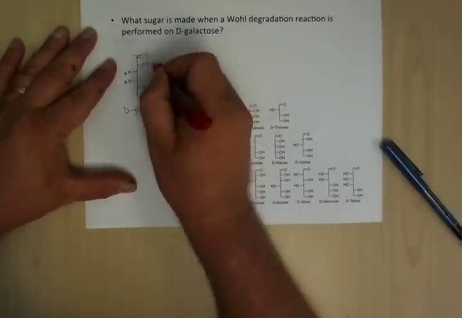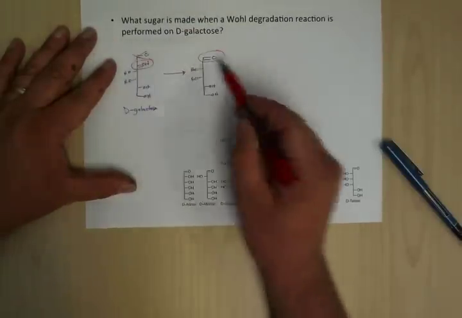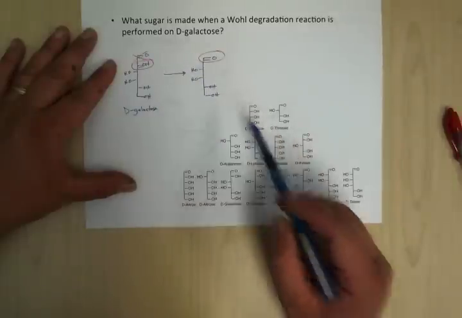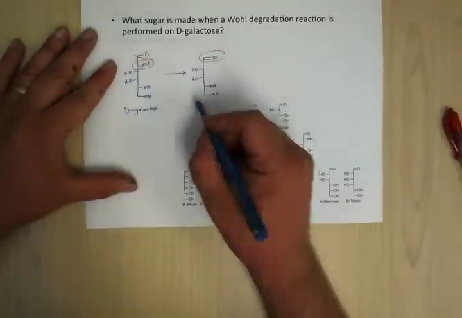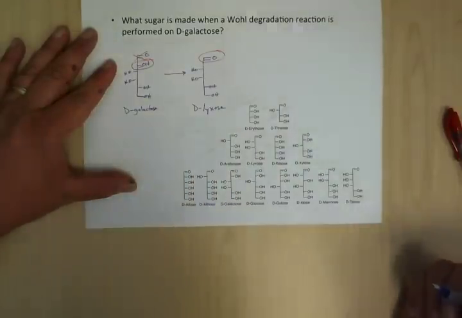Right, so this carbon here is this carbon here, right? So we're just lopping off the top and making this the new aldehyde. Okay, so left, left, right, right. So that's left, left, right, right. So this is D-lyxose.